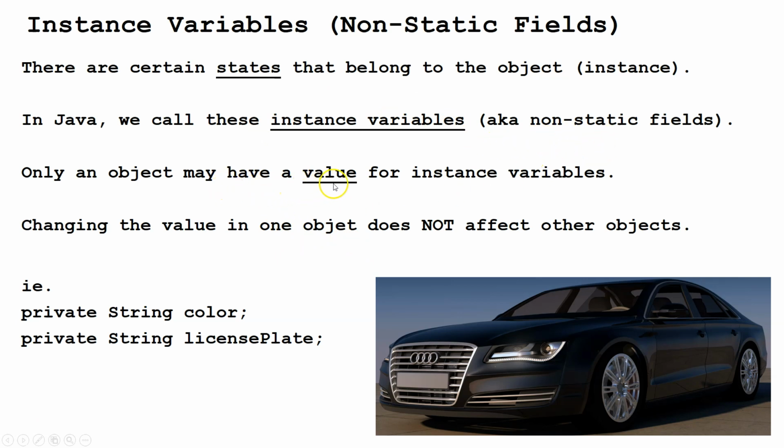Only an object may have a value for the instance variables, though like I said, we can set out what the value will become in the class. And changing the values in one object does not affect other objects. So here's an example of some instance variables. They don't have the word static, so we know they're instance variables. Color and license plate. And if we change these in one place, they only change for that particular instance.